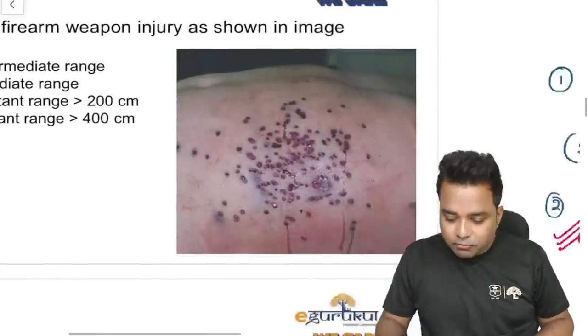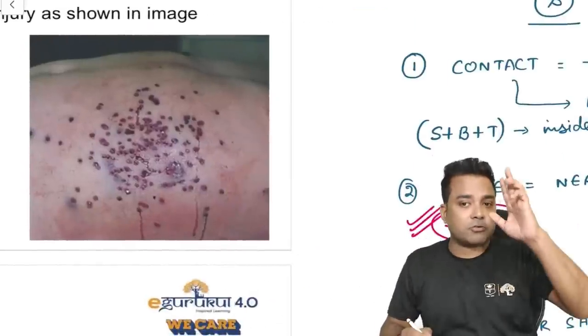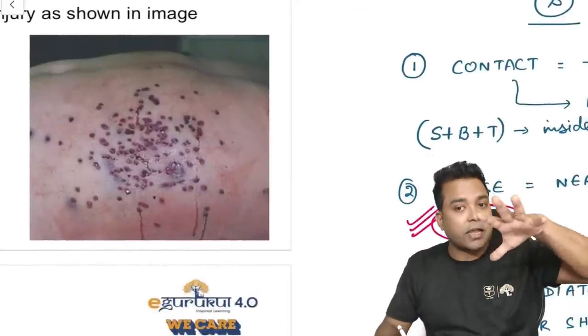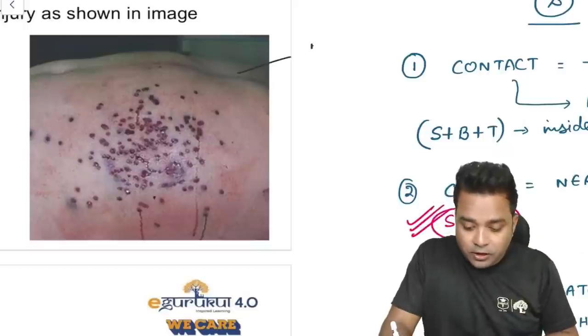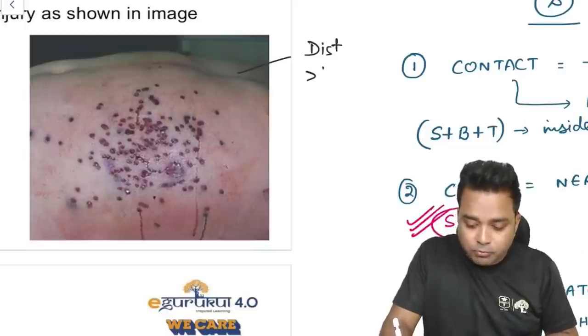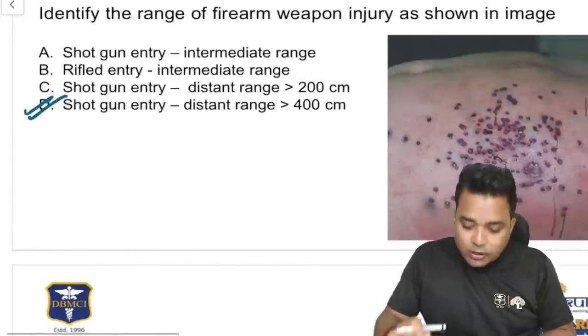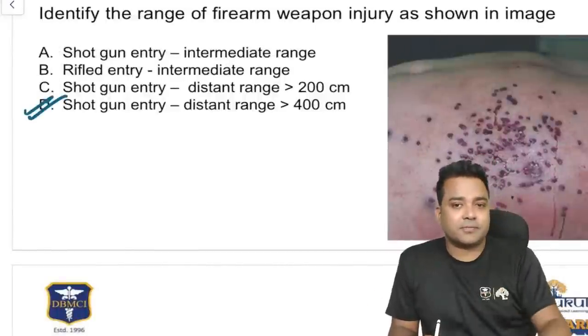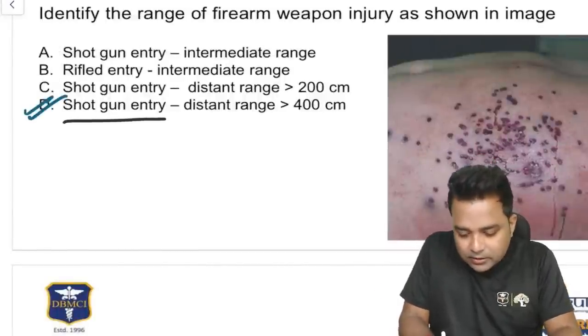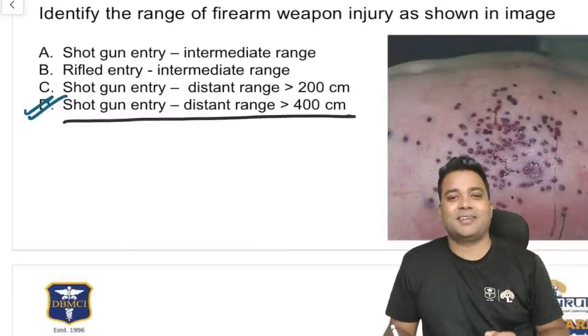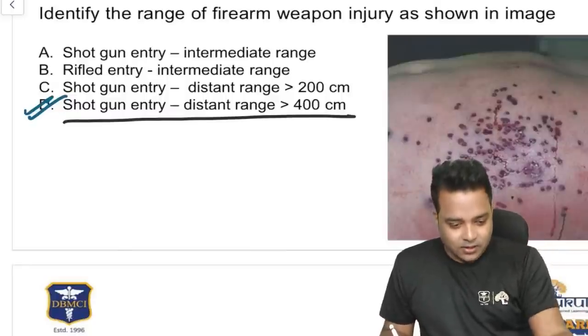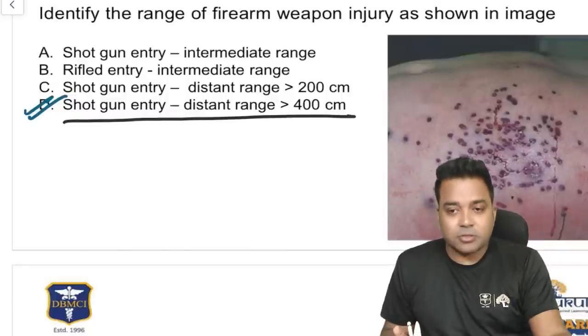So is it a tough question? The moment you see this, what should strike your mind? That the pellets have entered singly. These are individual pellet wounds. What you will recall, this is distant range, and to be exact, more than 400. And then you will look at the option. If you have revised like this, you will mark this answer with 100% confidence, and you will move ahead, isn't it? Is this topic now simple? I hope it is simple now.